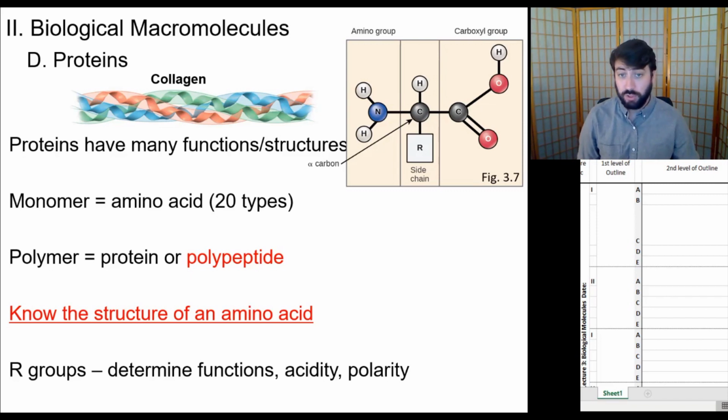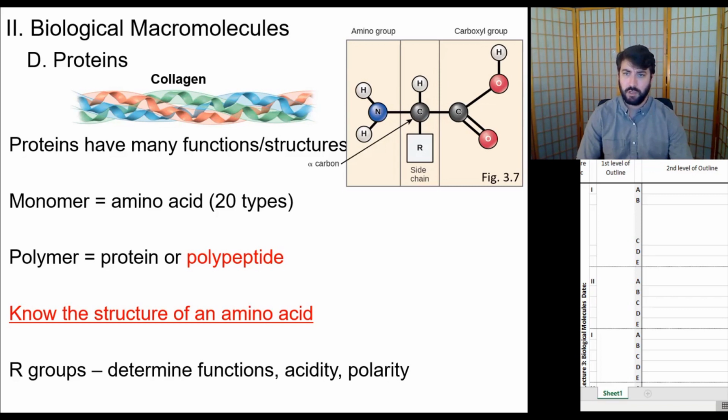Now, polymers of amino acids are called polypeptides, or maybe a protein, but we'll get to that in a little bit. If it's not apparent to you already, you should definitely know the structure of an amino acid. I've mentioned it like 5 times at this point, so definitely know the structure of an amino acid.